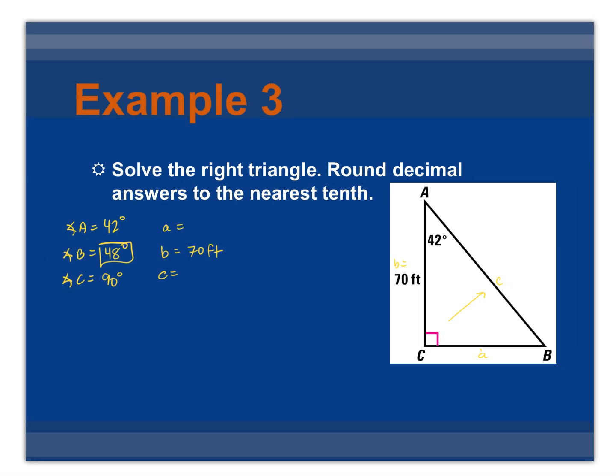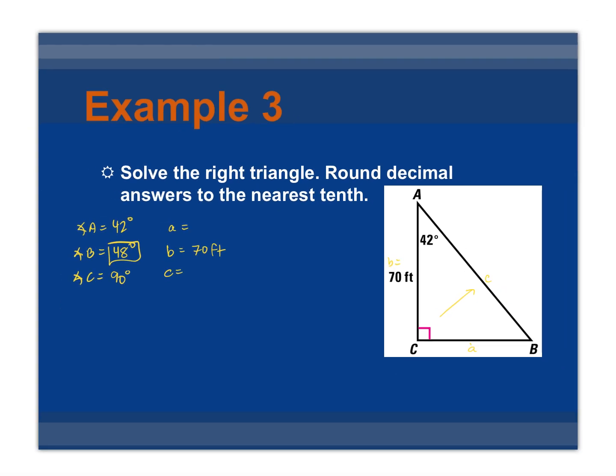When I'm determining my trig ratios, I'm given angle A, and I'm looking for, let's say, little a, that's opposite, and the 70 is the adjacent. I know my hypotenuse is over there. So the ratio that I'm going to work with here is tangent. Tangent of 42 is going to equal opposite over adjacent. If I multiply both sides by 70, I'm going to get what side little a equals, right? So 70 times the tangent of 42.